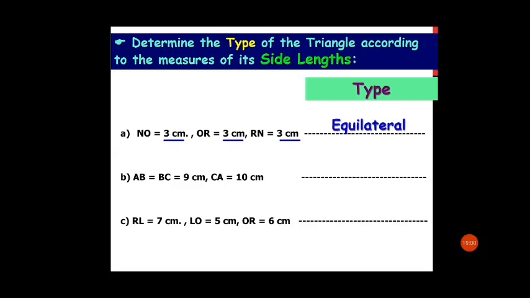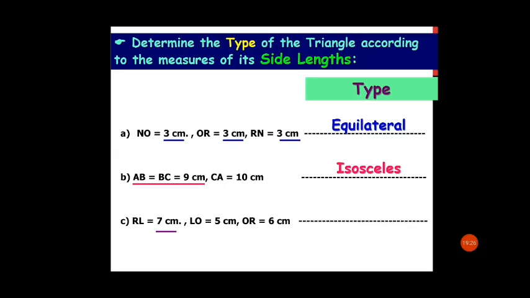The second question, AB equals BC equals 9 centimeter. So this means that AB is 9 centimeter and BC also 9 centimeter. So the third side, is it equal to them? No, it's 10, which is CA. So how many sides equal? We have 2 sides equal, so this type is isosceles triangle. This triangle is an isosceles triangle.